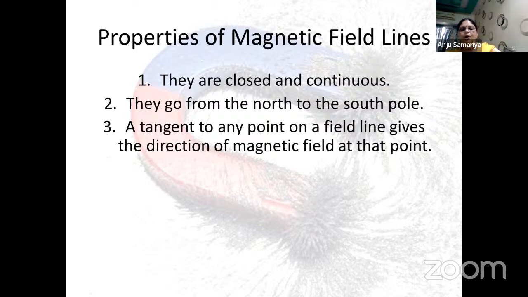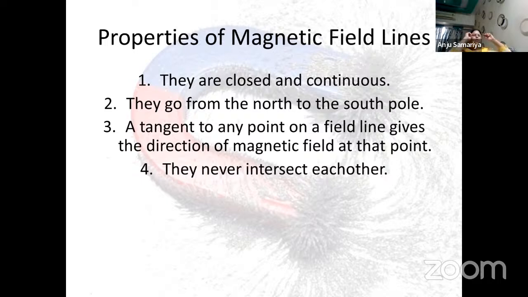A tangent at any point on the field line gives the direction of the magnetic field. Do you know what a tangent is? Anyone who knows can answer. A tangent is a line that touches the circle externally at one point and doesn't pass through the circle. It touches the circle and goes. So the direction of the tangent will give you the direction of the magnetic field.